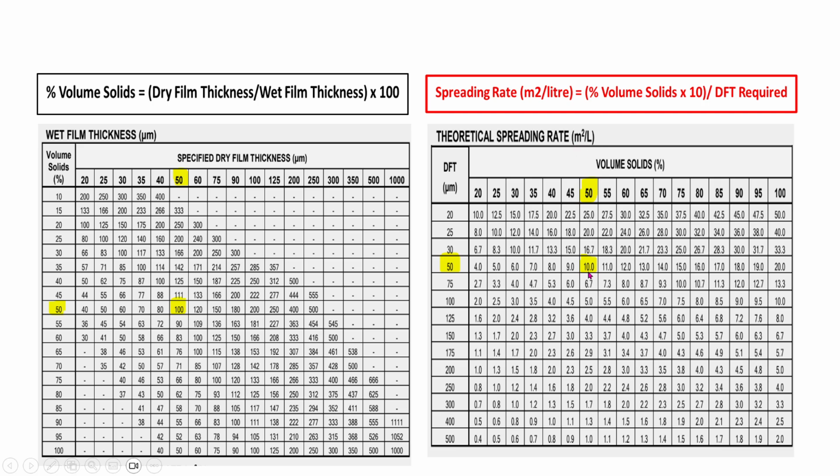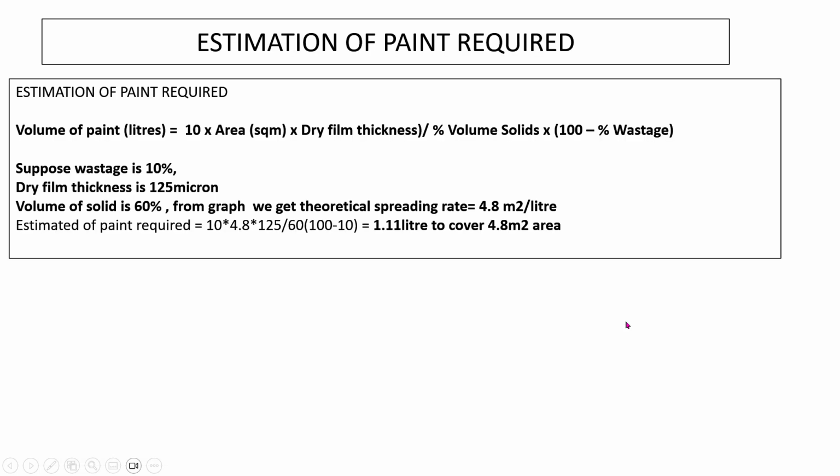Now you can come to know. For our case, you can see 125 DFT, and your new volume solid is 4.8, 60% volume solid. Our requirement will be 4.8. You have seen in the previous reading, that is 4.8.